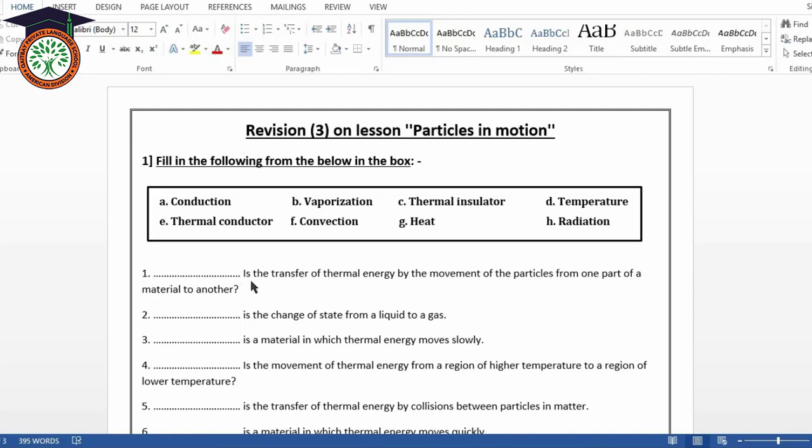Question 1 says, is the transfer of thermal energy by the movement of particles from one part of a material to another. So it's from one part to another in the same material. We call this convection. Excellent. So this will be convection. I will put it here. Number 2 is the change of state from liquid to gas. It will surely be vaporization or evaporation, as we took it before.